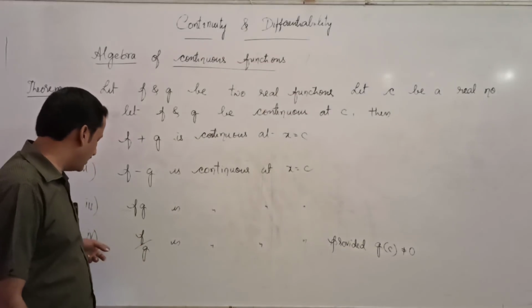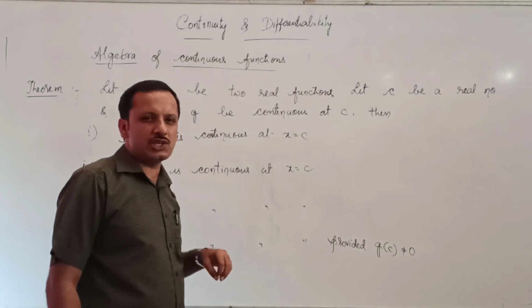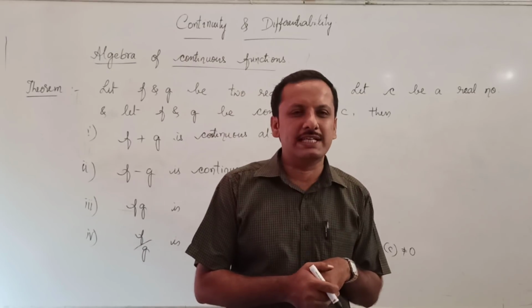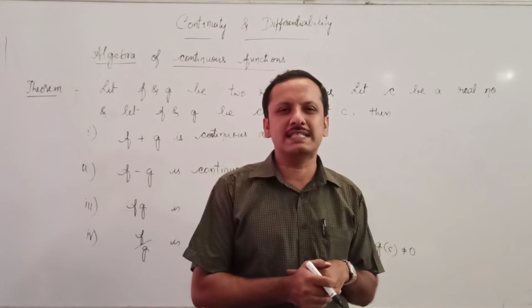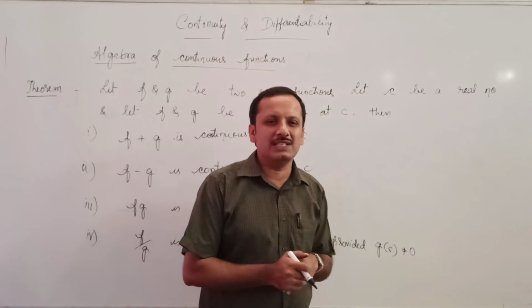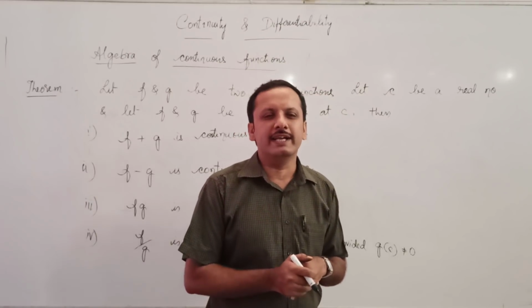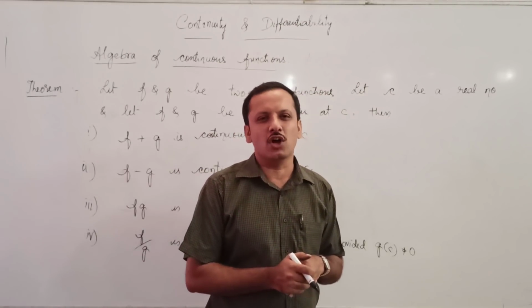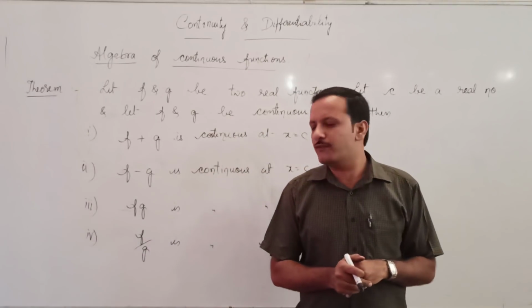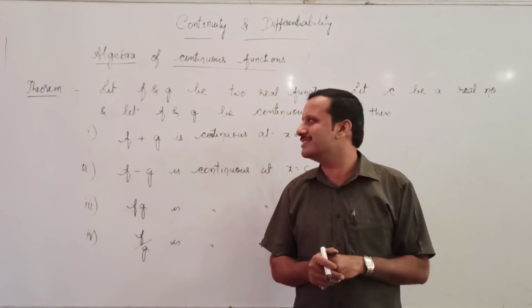This becomes indeterminate form. So this theorem tells us that if f and g are continuous at a particular point, then f plus g is continuous, f minus g is continuous at that point, f into g is continuous, and f by g is also continuous at that point, provided the denominator g of c is not equal to 0. The proof is very simple, and therefore it is not a part of the syllabus.